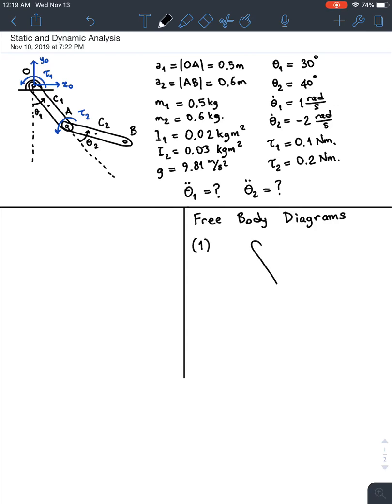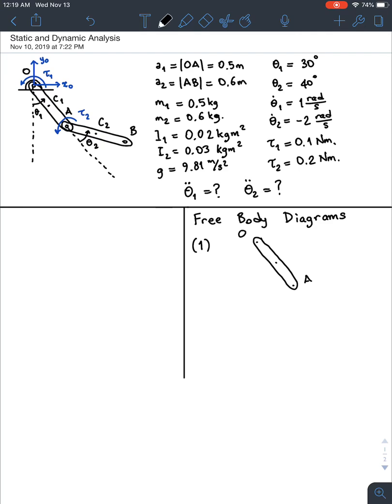It looks something like that. Sorry for the poor drawing. Let me try to do it again. I know it doesn't look as bad as the last one, I guess. Okay, so we have point O right here, point A right there, and the center of mass in the middle, or at the center of this link.